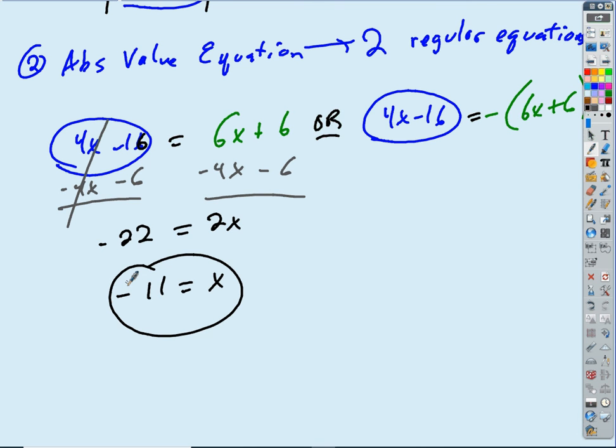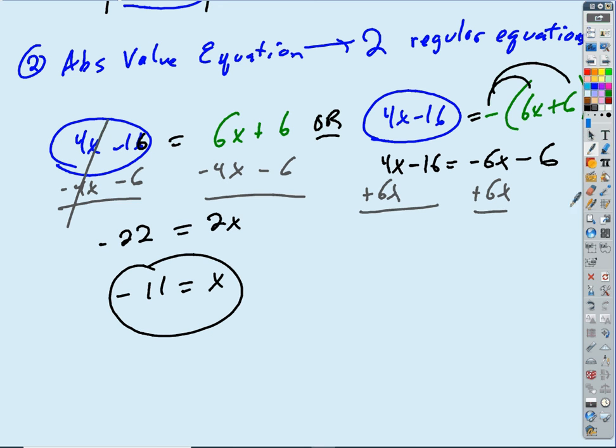Over here, if I'm going to distribute the negative and get 4x minus 16 equals negative 6x minus 6, now I'm going to push the x's where? To the left. Add 6x, which means I'll push the numbers to the right. And so I end up with 10x equals 10.